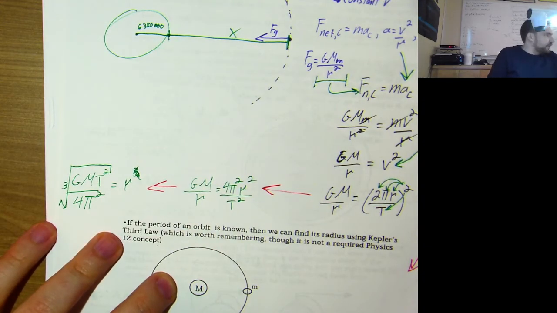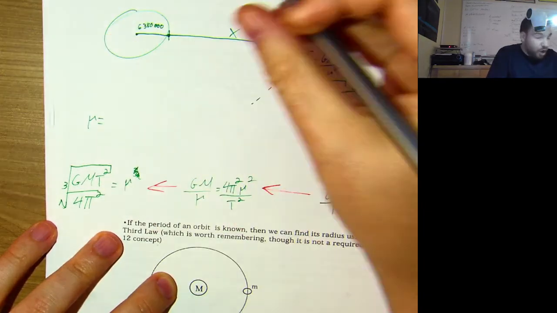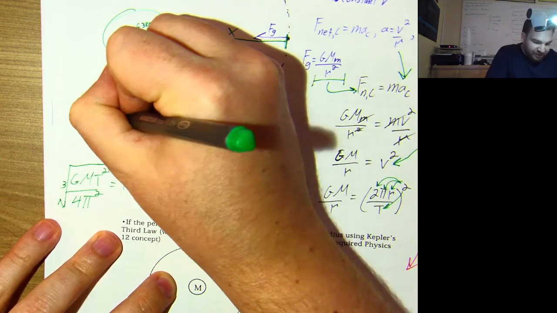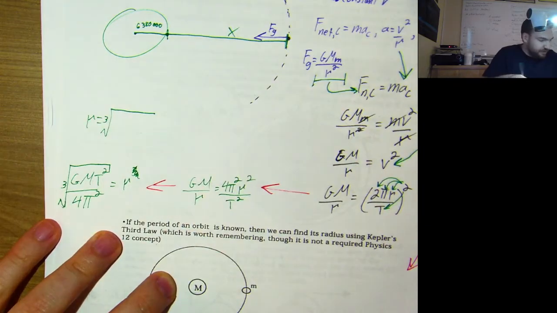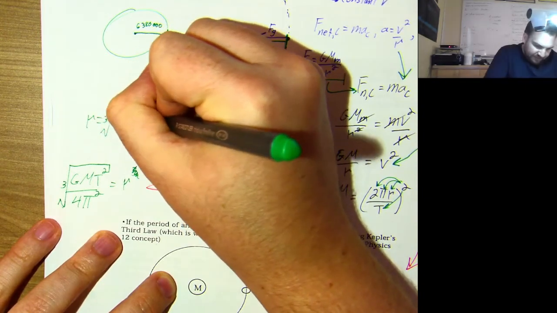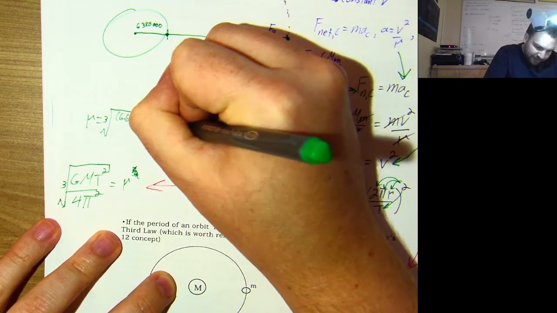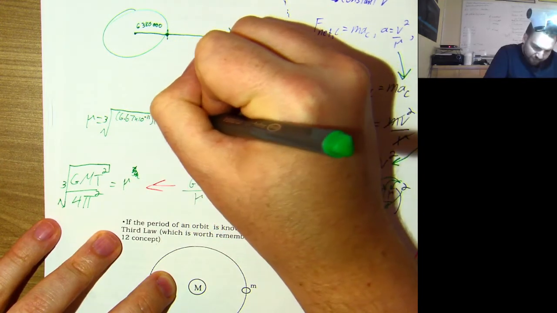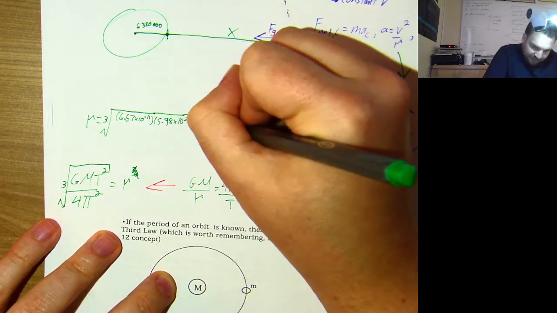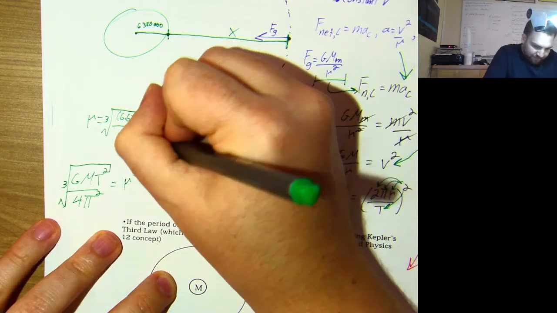So now is when we're going to shove our values in here. No, do not put this on your formula sheet. Well, I mean, do what you want with your formula sheet, but this is not the useful result. The one that I'm giving you down here is the useful result. 6.67 times 10 to the negative 11, 5.98 times 10 to the 24, big T squared is 18,000 squared, divided by 4 pi squared.